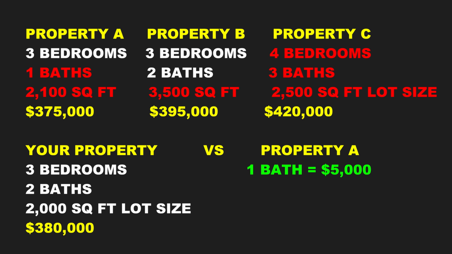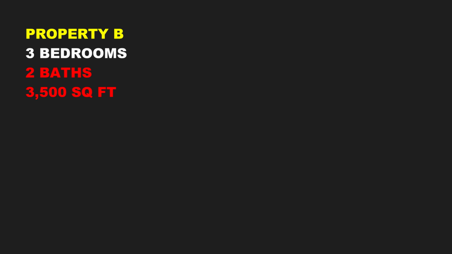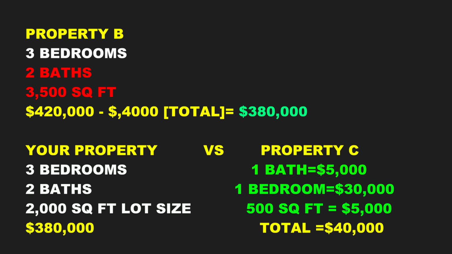So that's the CMA. All things being equal, what's the difference? And then the trick here, though, is you don't subtract or add from your property. You subtract and add from the target property. So property A, $375K, the bathroom difference of one bath. If property A had more bathrooms, you add $5,000 to property A. But in this case, it's less, so you subtract $5,000, right? Property B, 395 grand, you subtract the 15, you end up with 380 grand. Property C was 420 grand, you subtract the 40 grand difference, you get 380 grand.